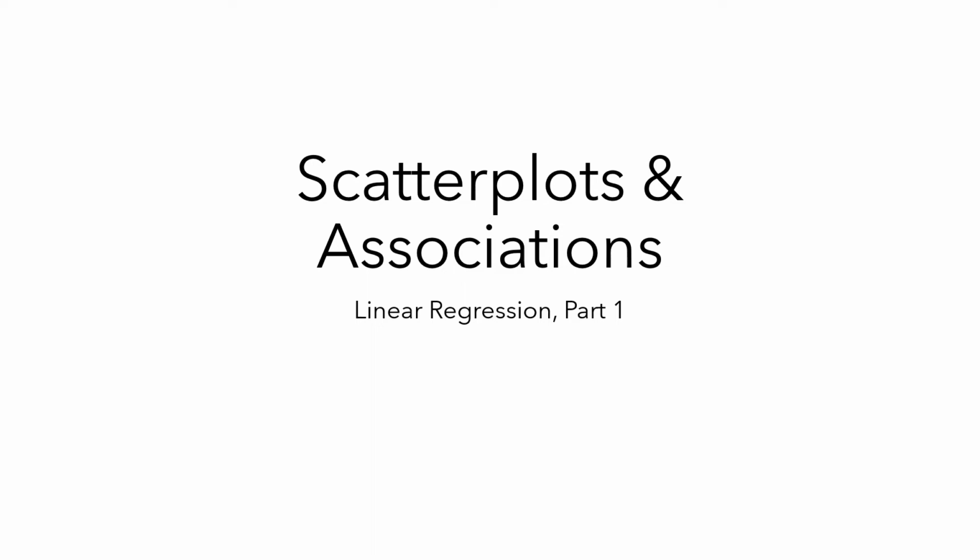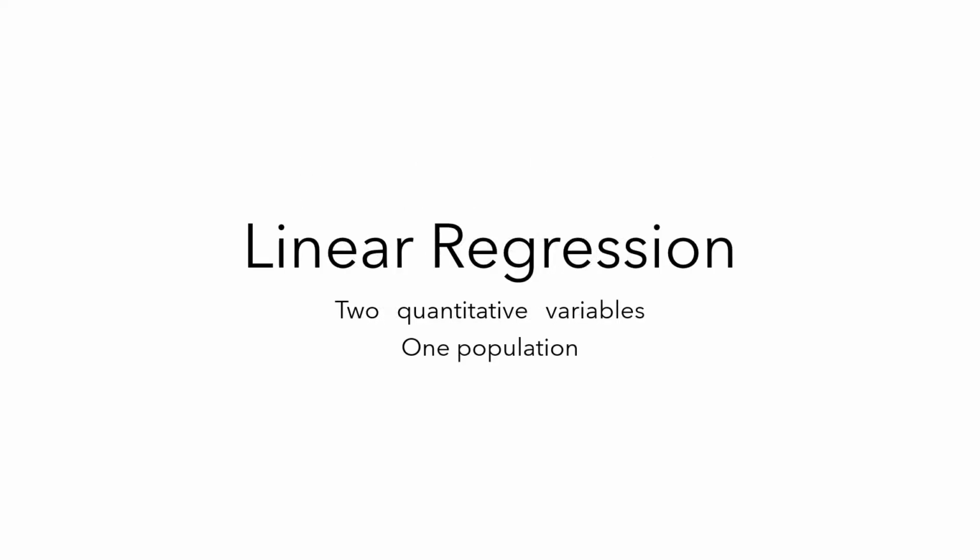In this video, I'll introduce the concept of scatterplots, and we'll use them to look for associations between variables. This is the first part of a type of statistical analysis called linear regression. Linear regression is a technique that is used when looking at relationships between two quantitative variables within a single population. However, regression is a powerful tool, and you can actually use it to look for relationships among more than two variables, and the variables don't necessarily need to be quantitative. But we'll start with the basics.